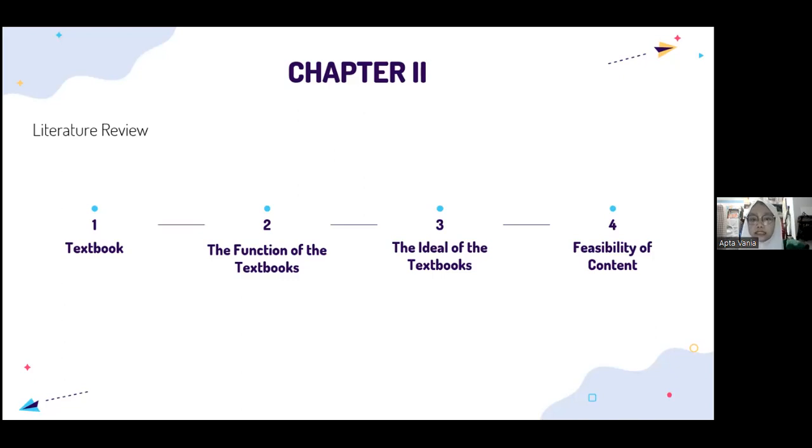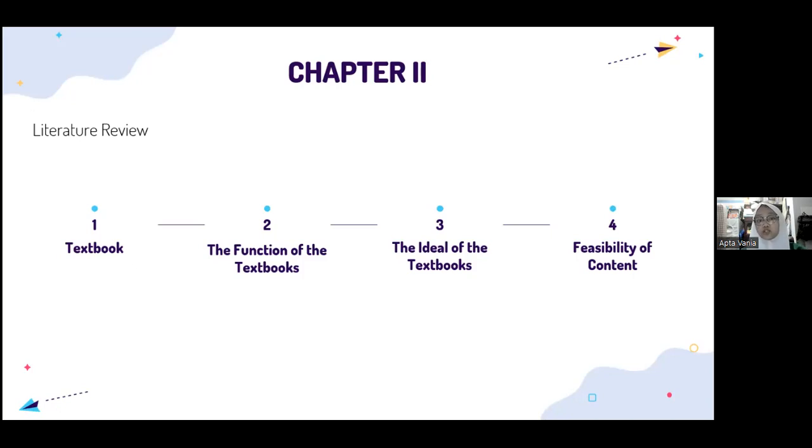And for the next is feasibility of content. The feasibility of content is a group assessment about the content of textbooks. The feasibility of content includes three subcomponents. And the first is the material suitability with core and basic competence. And the second is the accuracy of materials. And the third one is supporting materials.